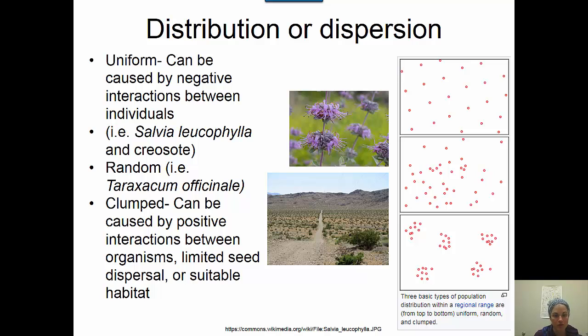clumped distribution as well. Clumped distribution can also result from the heterogeneous locations of the resources in the environment. So a plant might require a certain suite of resources, and they may not be uniformly distributed in the environment. So the habitat might only be suitable in small sections within the landscape. So as a result, we might see clumped distribution.